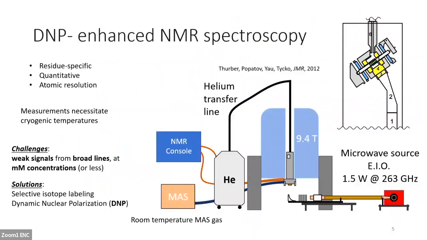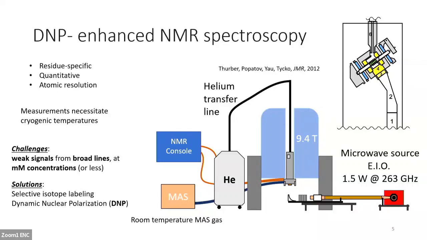And the experiments that we do are low temperature, solid state NMR spectroscopy with magic angle spinning at 400 megahertz with the typical spinning speed of around 7 kilohertz. So NMR provides residue-specific quantitative information, which is great for accessing these intermediate states. But of course, our measurements require cryogenic temperatures because we have to keep these precious freeze-trapped proteins cold. So we have a challenge, which is that we have weak signals because NMR is an intrinsically insensitive technique, from broad lines because we're working at low temperatures and our samples are highly disordered. And our concentrations are on the millimolar or less level for these proteins.